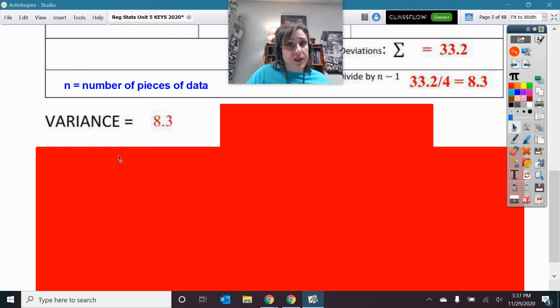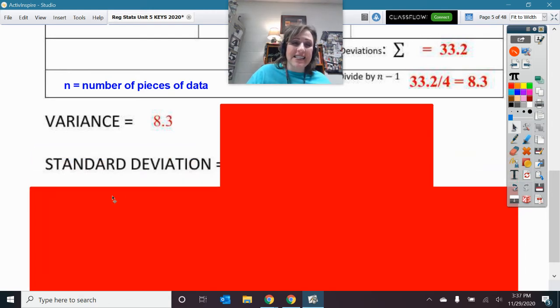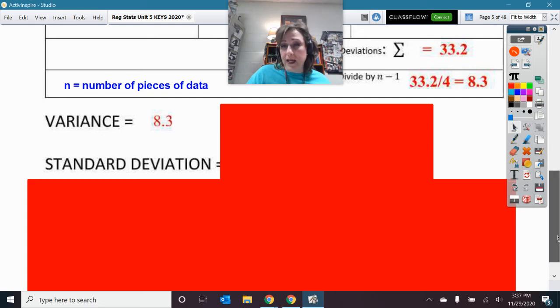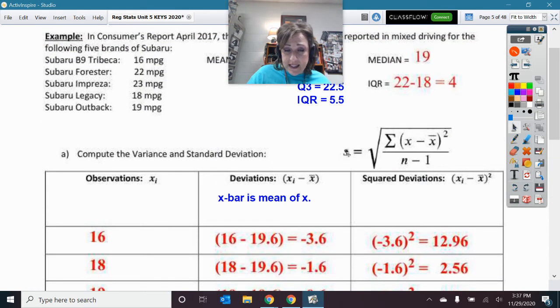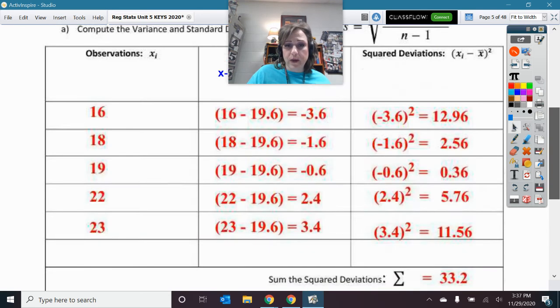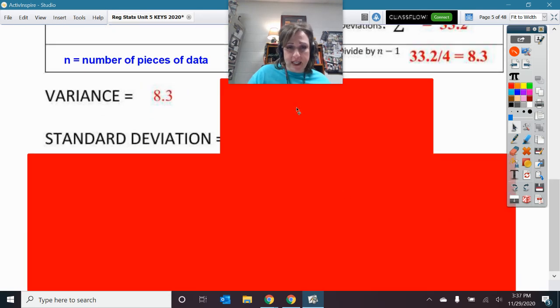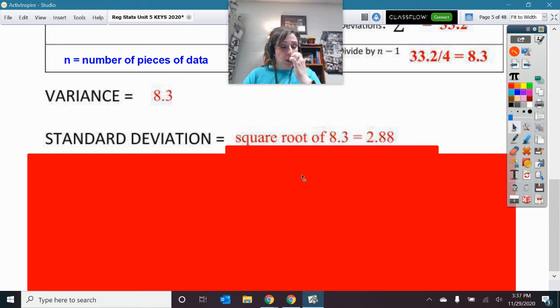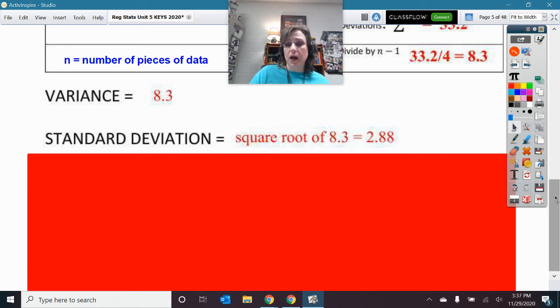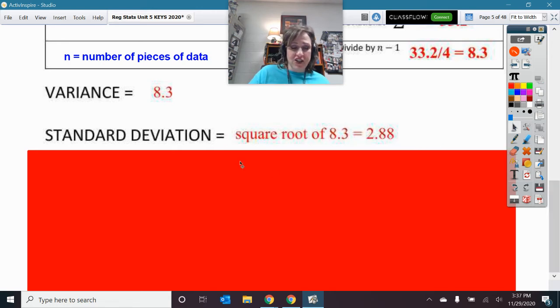And then to finish it out and get that standard deviation, what does it say we do up here? We unsquare it, so we square root the variance. And so that is 2.88. So the average distance from the mean is 2.88. All right, so that is the standard deviation.